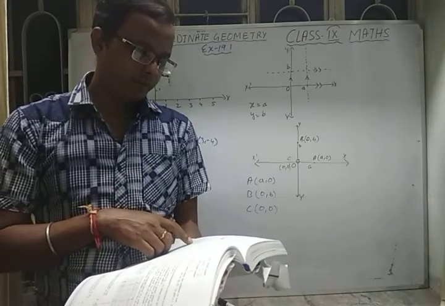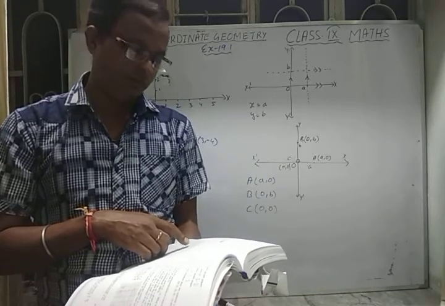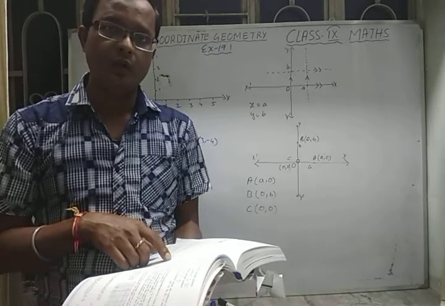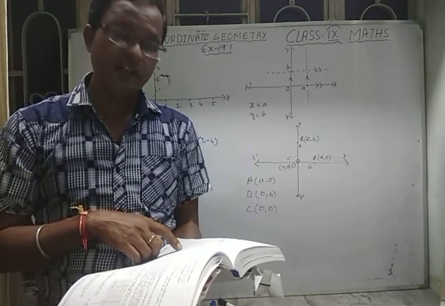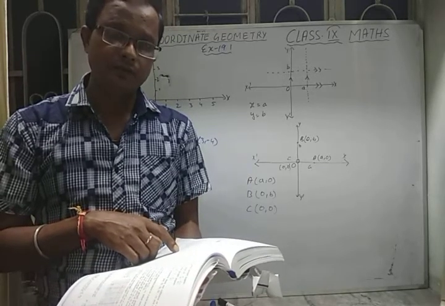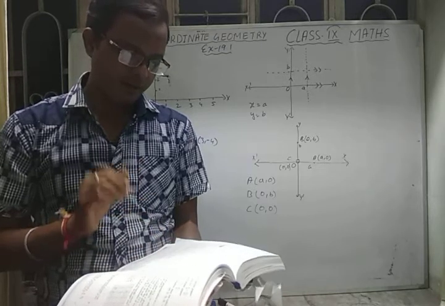So the point A is (0, 2). Here you can see x is 0, y is 2. That means definitely, since x is 0, it will lie on the y-axis. Next, point C is (23, 0). (23, 0) means y is 0 here, so it will lie on the x-axis. Like this, you have to just write the answers.